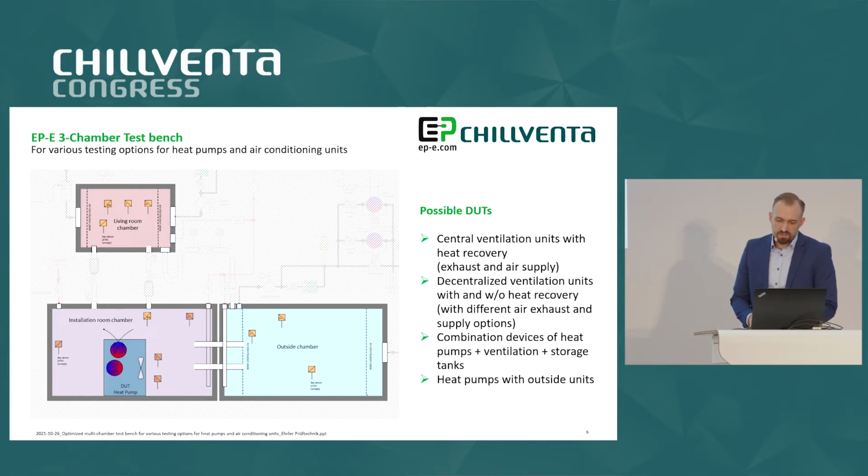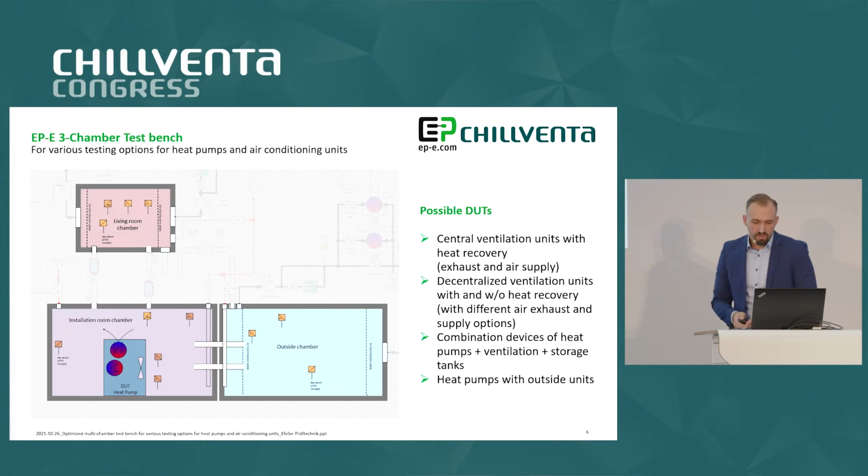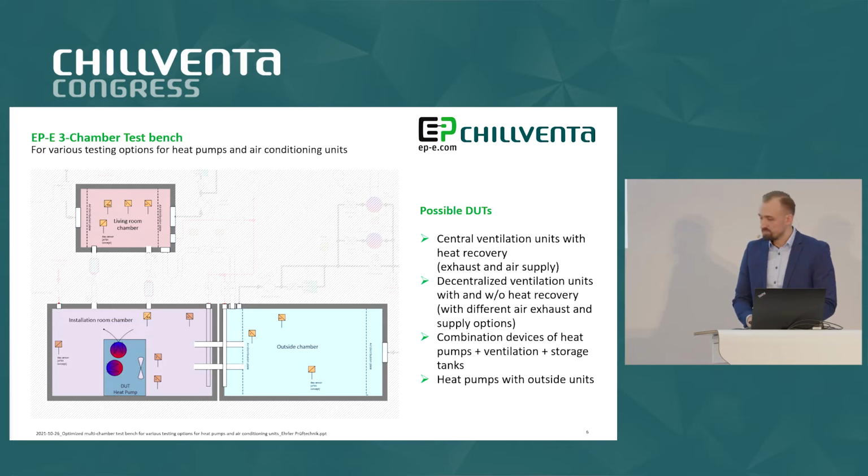Possible devices under test are central ventilation units with heat recovery, decentralized ventilation units with and without heat recovery, exhaust air only or supply air only, combination devices of heat pump, ventilation and storage tanks, and heat pumps with an external unit. So you can already see that it is really possible to test a wide variety of heat pumps and air ventilation units in one test bench.